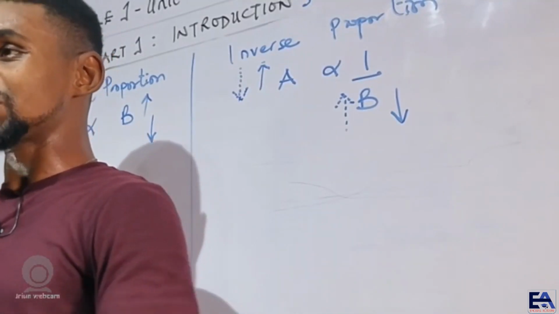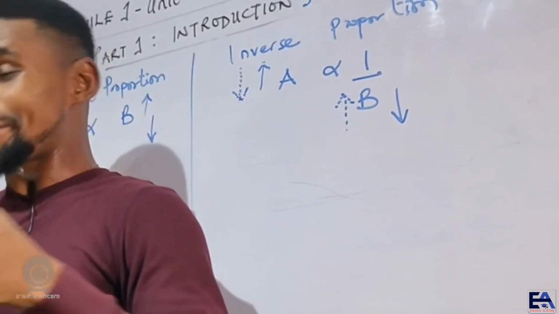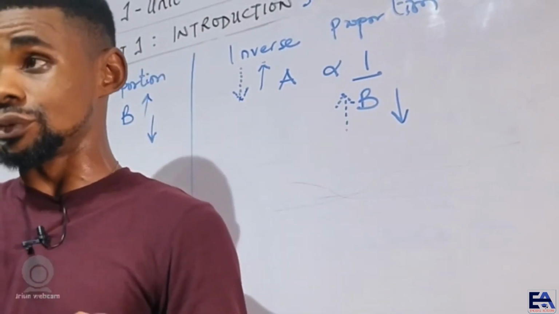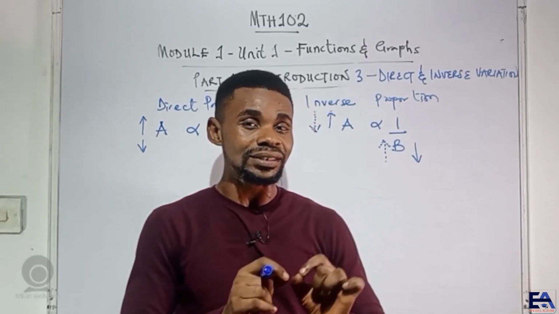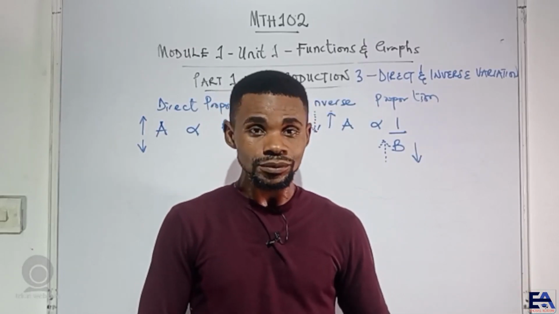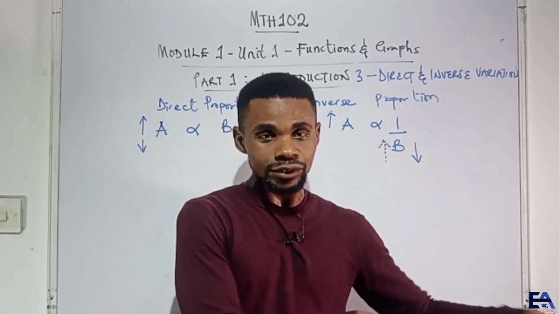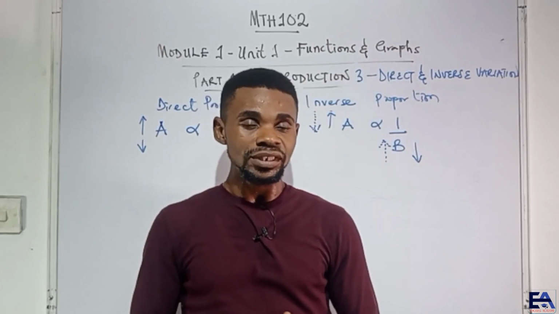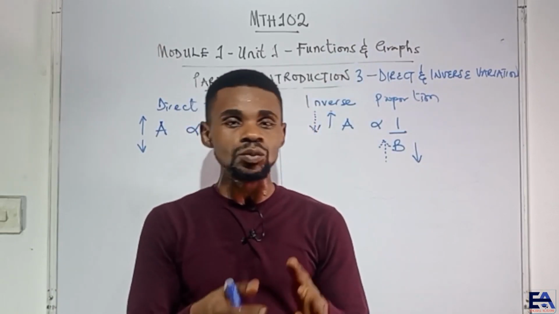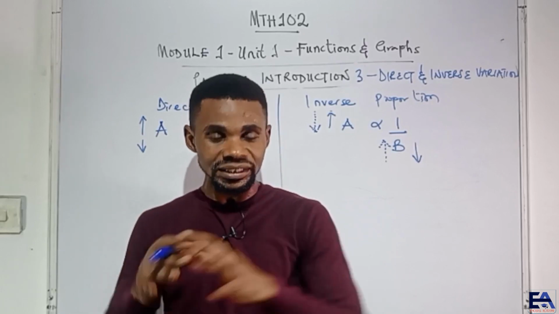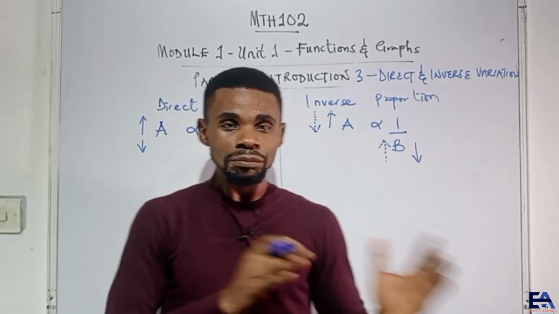All right, so which means that the size of my body is dependent on the amount of work I do, but it is inversely dependent, in the sense that the more work I do, the less the size of my body, and the less work I do, the more the size of my body. So whatever happens to one, the opposite happens to the other in that proportion. Do you get what I'm trying to explain? So that is the difference between the two of them.